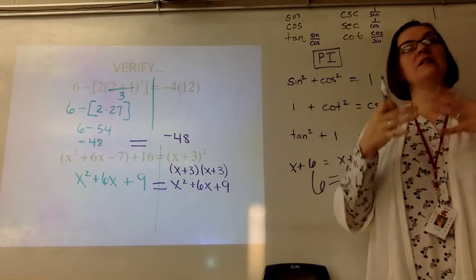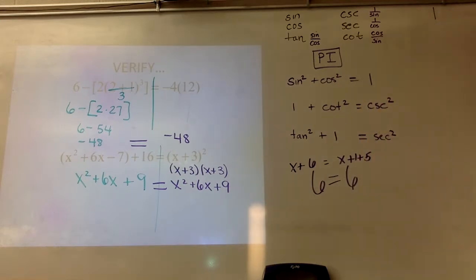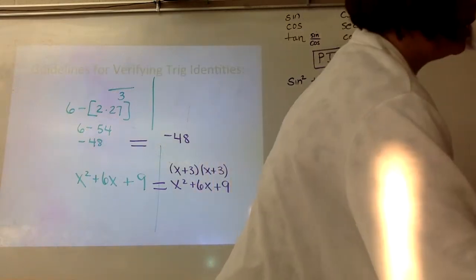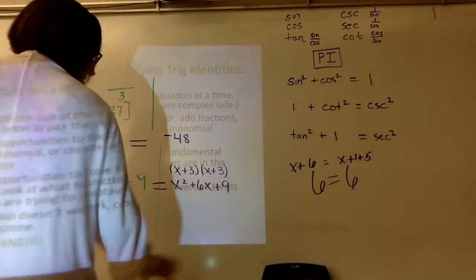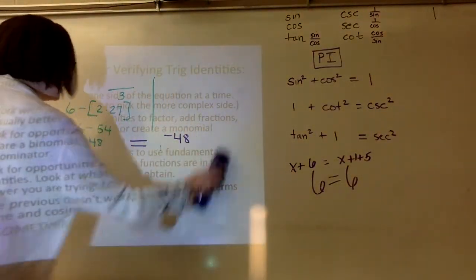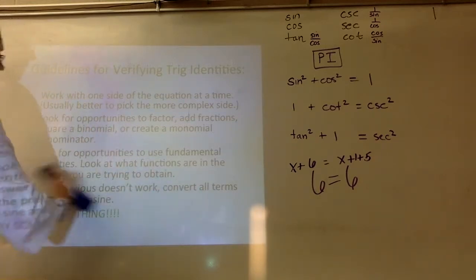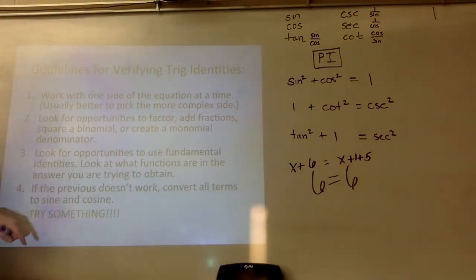Okay, this is where all of that ties together with things that we've done before. Now we're going to do it combined with what we did yesterday. So, first thing I'm going to do here is I'm going to give you a bunch of directions. I want you to copy them down. You can paraphrase. That's fine. I would say the most important one is number 5, try something. All right, number 1, we're going to work with one side of the equation at a time.